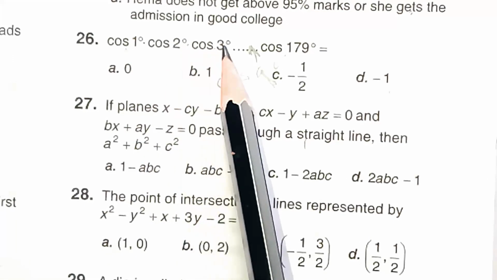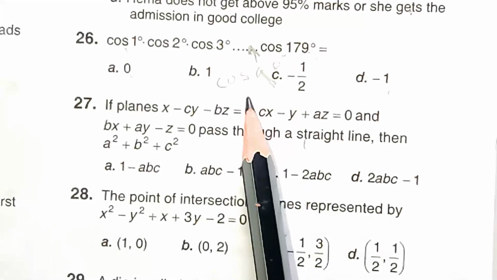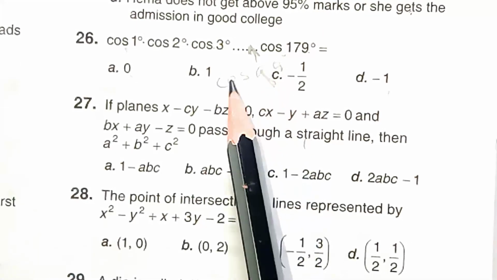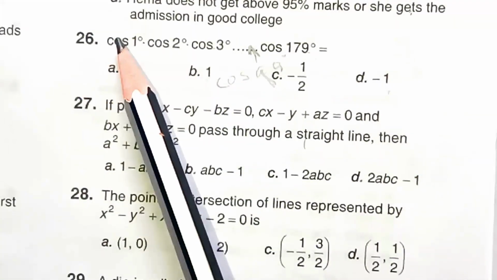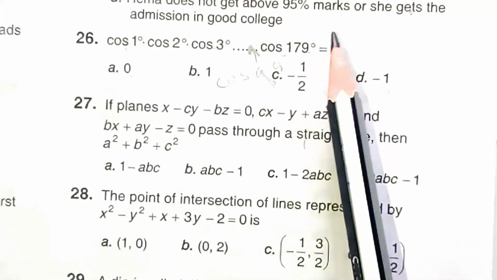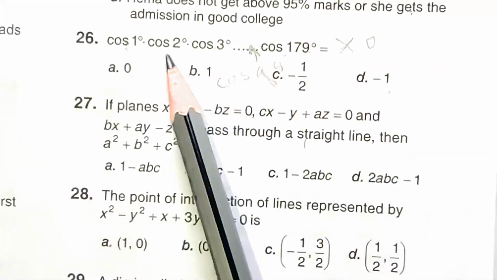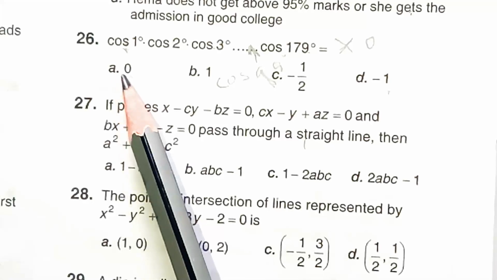So 1 degree, 2 degree, 3 degree to 179 degree. That means between these terms, we'll get cos 90 degree also. And we know that when we have cos 90, we get the value 0. So whatever the value coming from 1 degree, 2 degree, 3 degree up to 179 degree, when we multiply by cos 90 degree, which is 0, we'll get all values as 0. That means option A is correct here.